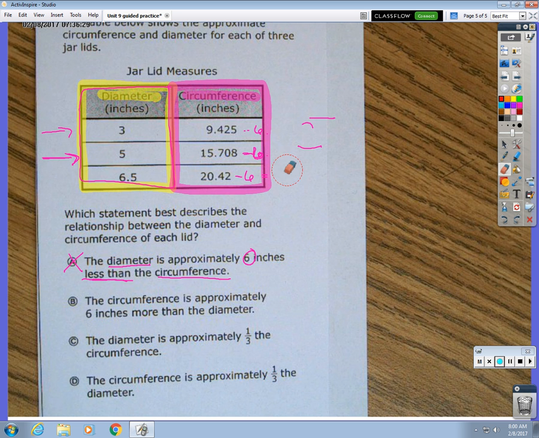Now we're going to look at answer choice B. The circumference is approximately 6 inches more than the diameter. So we want to see if the circumference is 6 inches more than the diameter. Our diameter here, 5 plus 6, is 11. That's not close to 15. And 6.5 plus 6 is going to be 12.5. So answer choice B does not work either.